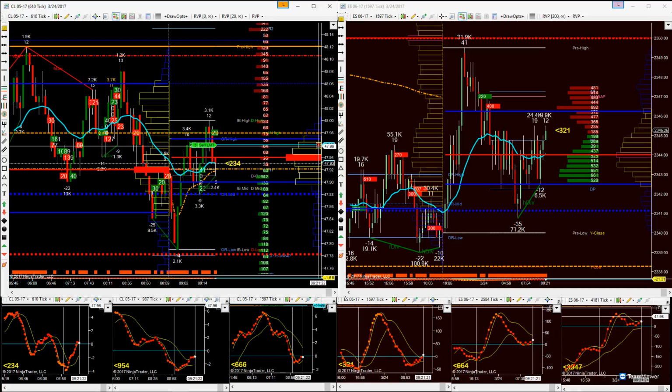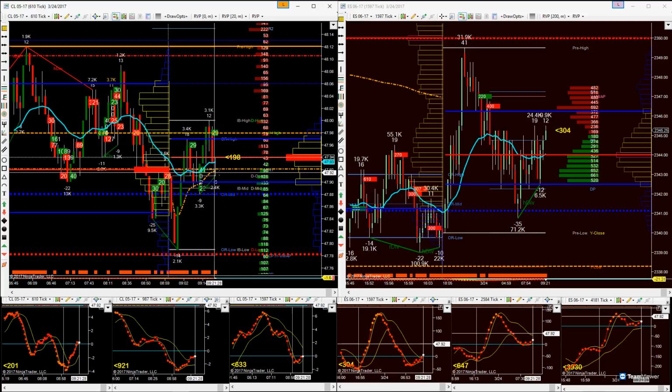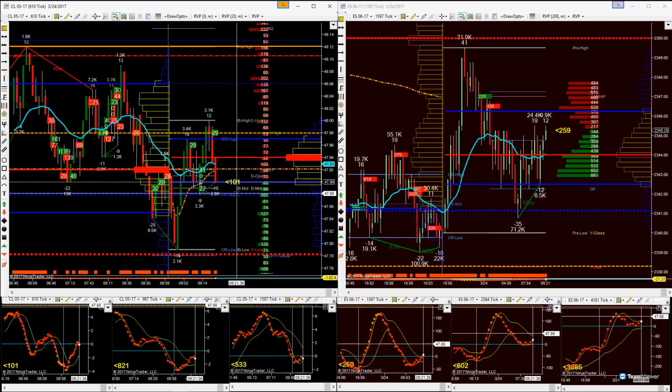I really would like this to come back a little further, though. I am going to pull this. I just don't like that VWAP held so nicely there. I'd like this to come below, maybe close a bar or two below VWAP. There we go.